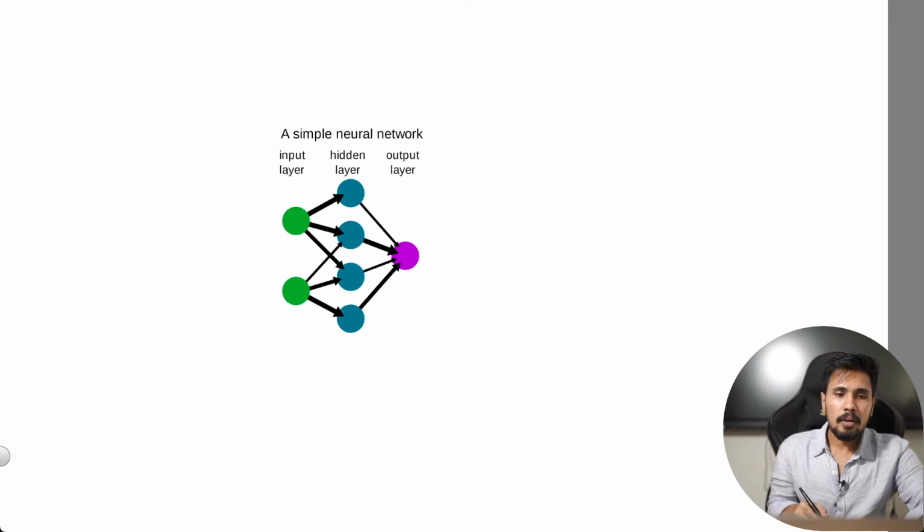Now the input layer can be stated as input x1, input x2. So in order to transfer the signal from this input layer to the hidden layer, you need to have a certain amount of importance. We call that importance W1 and W2. So in order to send the signal from here to here, you need to have the weights.